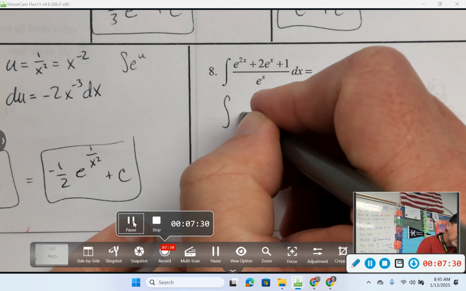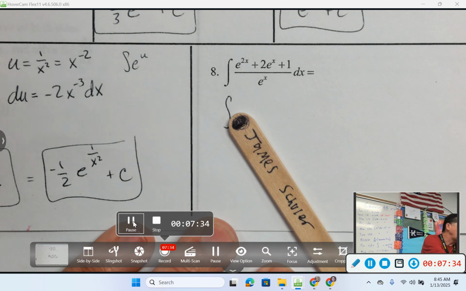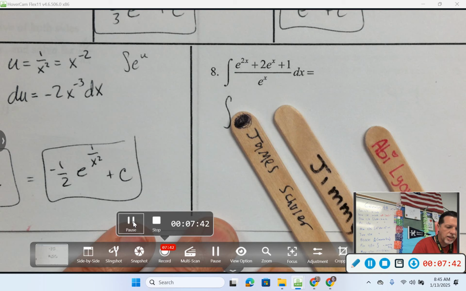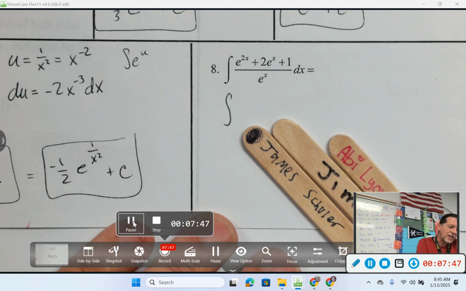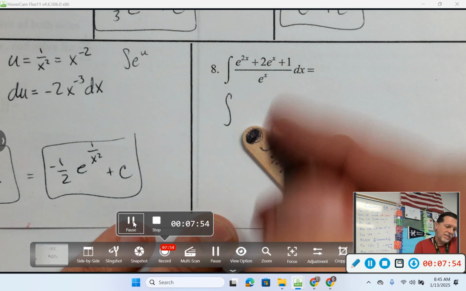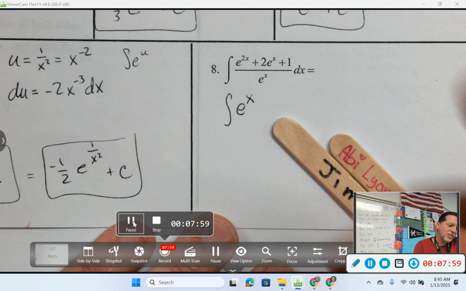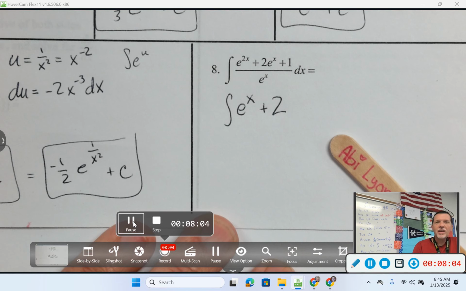So that would be... let's pick on some people. Let's pick on 3 people, in fact. James, Jimmy, and Abby. So James, that first one, what's e to the 2x over e to the x? It would be e to the x. Jimmy, how about 2 e to the x over e to the x? 2. And Abby, 1 over e to the x?